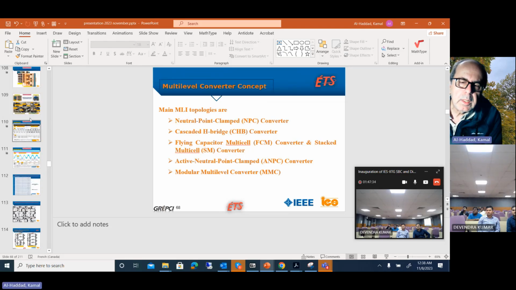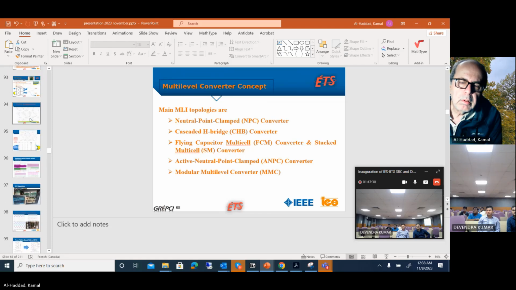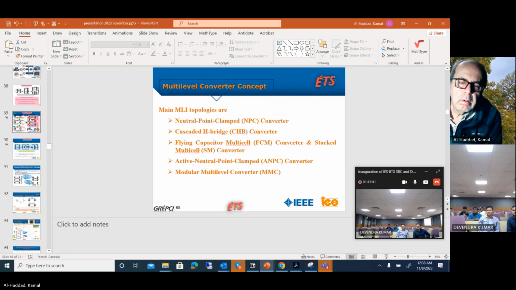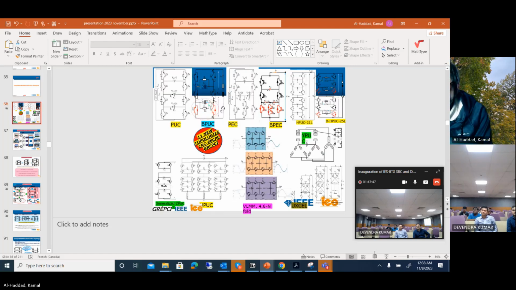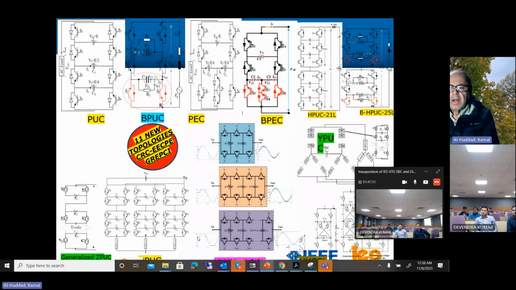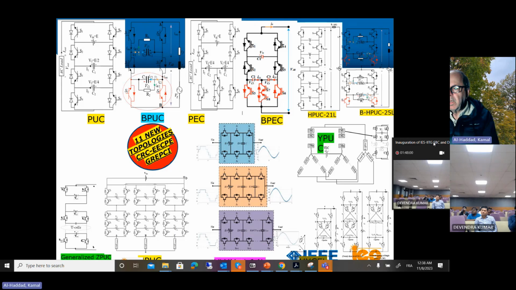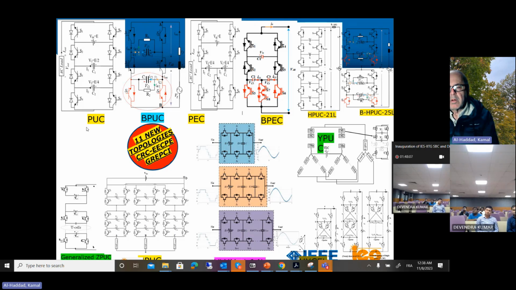We have introduced some topologies that give higher advantage. We have created 12 new topologies that permit creating an impressive number of output voltage levels. We call them the PAC, the BPAC, the HPAC, the BHPAC. And we have the generalized ZPAC type of topology, and the ZPAC MMC topology.